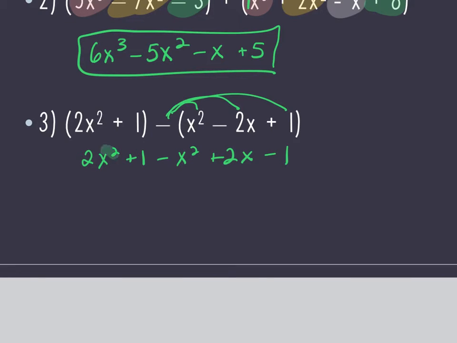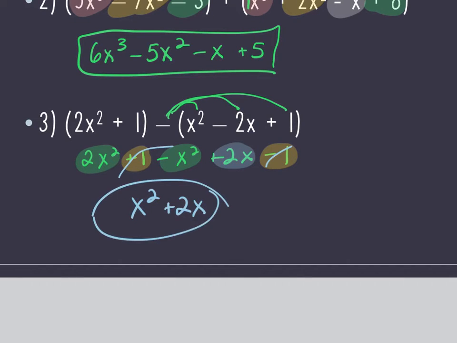Now look for my like terms. I've got a 2x squared and a -x squared. I've got a +1 and a -1. And then I've got the 2x that's all by itself. Highest exponent down to none is how we work these out. So 2x squared minus x squared would be x squared. The 2x doesn't have another match, so it's positive 2x and stays by itself. And then positive 1 and negative 1 cancels out. So my answer is just x squared plus 2x.